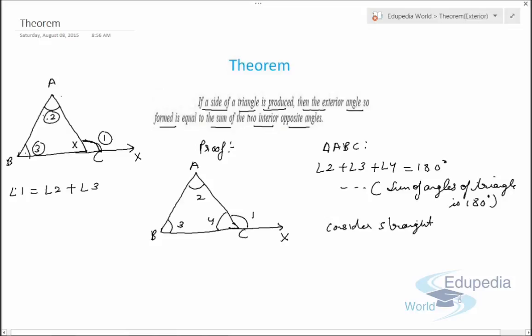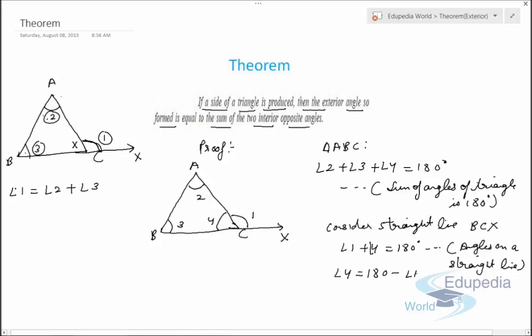So now if we consider straight line BCX, then angle 1 plus angle 4 will be equal to 180 degrees. Why? They are angles on a straight line, right? Then we can say that angle 4 can be written as 180 minus angle 1. So let it be equation 2 and let the earlier one be equation 1.